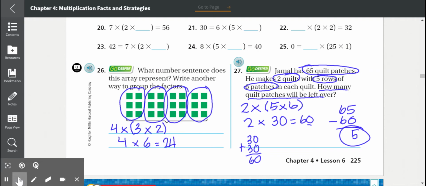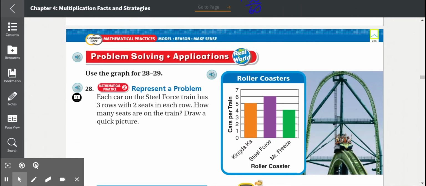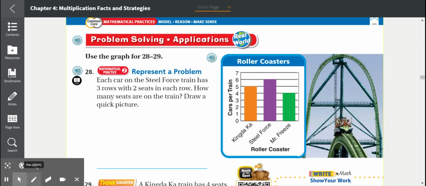Okay, let's just do a few more and then you can start your homework. So on the next page, we're going to look at number 28. So we have a bar graph here. It's called roller coasters. Okay, we have cars per train. So like looking at this picture here, this would be like a roller coaster car. And then sometimes they're connected and then there'd be like another one, right? Or like one behind it. So that's what it means by cars per train.